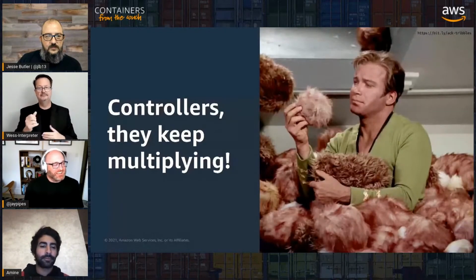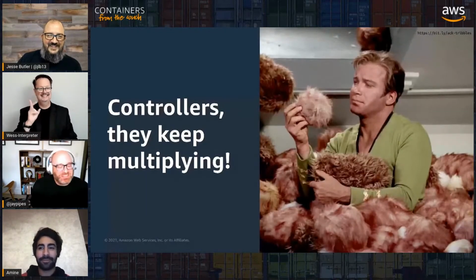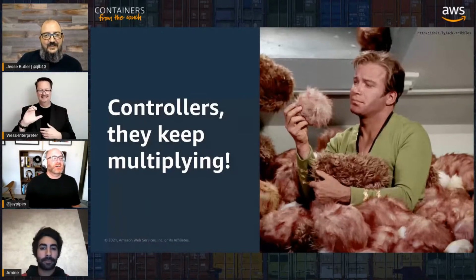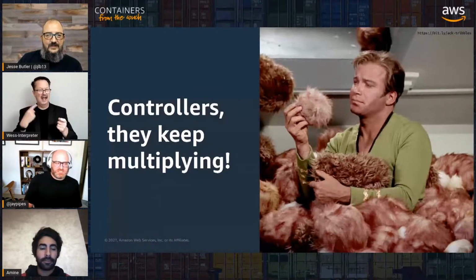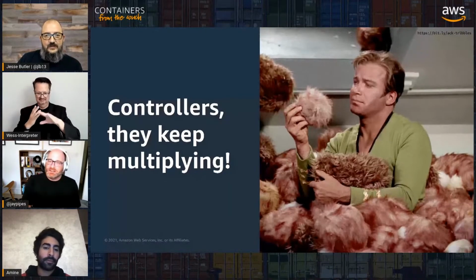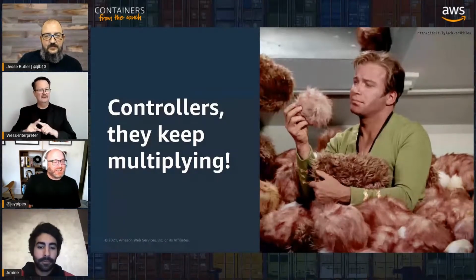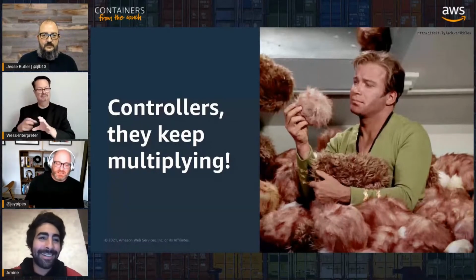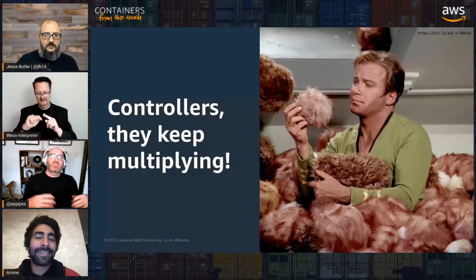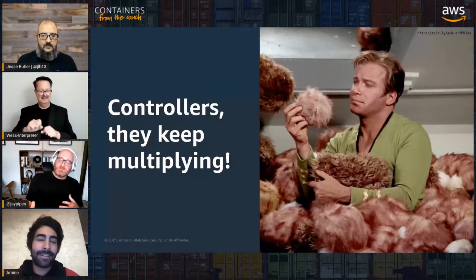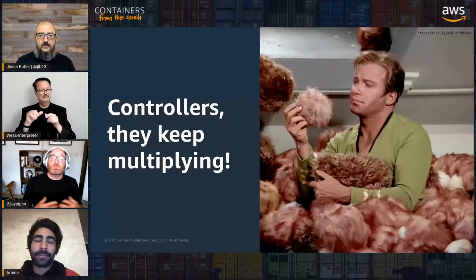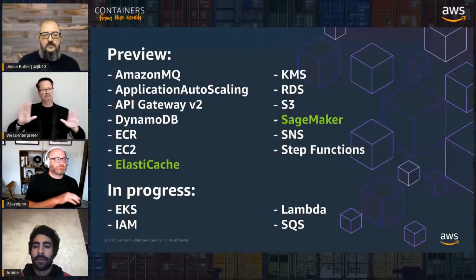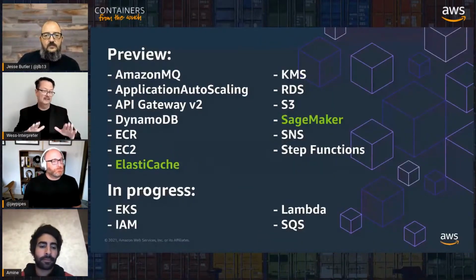All right, I did mention that we have a lot of ACK service controllers. We, I think, are up to 17 at this point in varying stages. So they kind of keep multiplying. We're onboarding more and more AWS service teams into the ACK ecosystem. And those AWS service teams and engineers on those teams are helping to maintain and own their individual service controllers, which is great. So what do we have in preview right now?